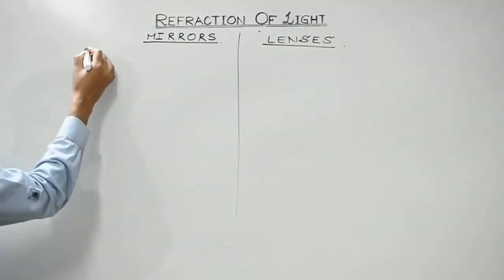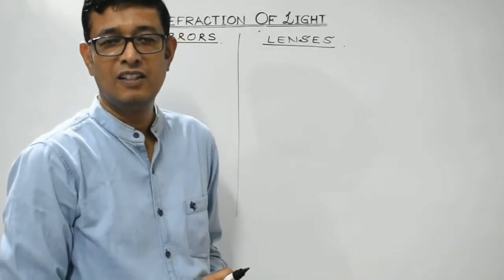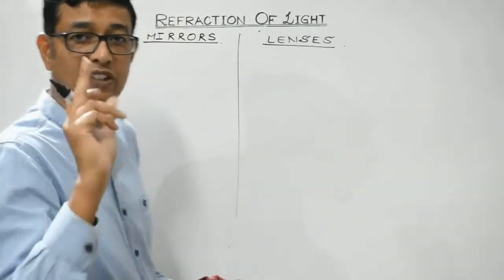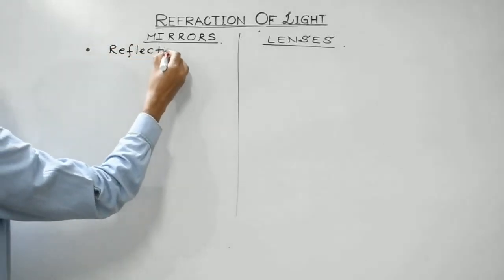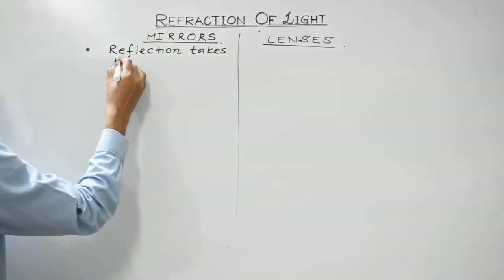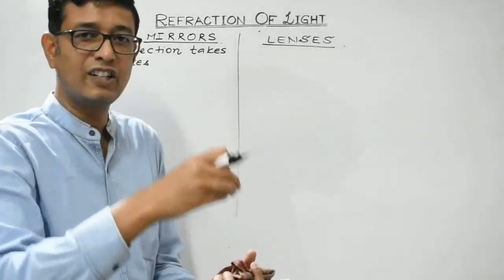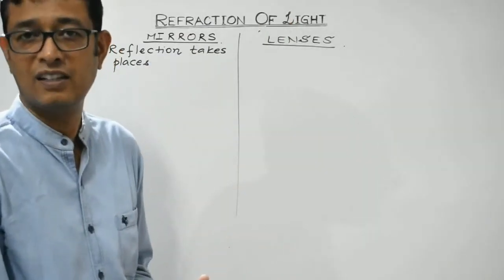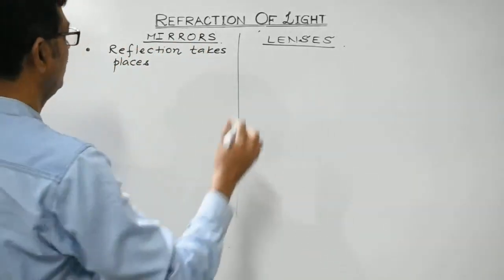First and foremost point. In mirrors, students, when light is incident, then what happens? It bounces back into the same medium. So, reflection. In mirrors, reflection takes place, and not refraction. Obviously, when light gets incident on a mirror, partly it will get reflected, partly it will get absorbed. But refraction will not take place.